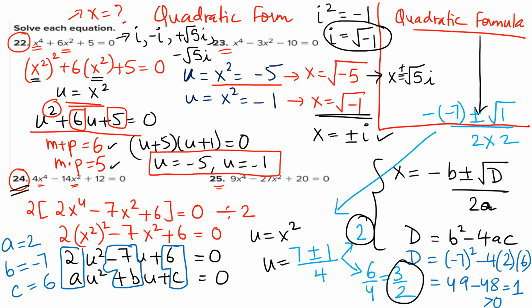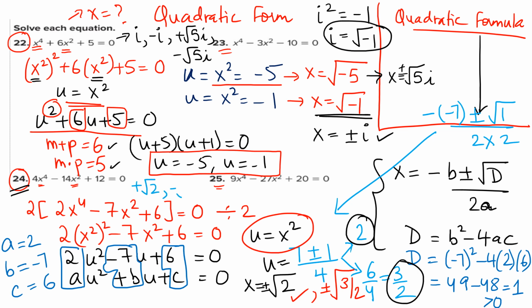But in the question we need to find x. So we will put back here. How much is x? X is plus minus square root of 2, because now I take the square root. The reason is u equal to x square. This is one solution, and the square root of the other will be plus minus square root of 3 by 2. So what are the 4 solutions finally? Let's write the answer. The 4 solutions are plus square root 2, minus square root 2, plus square root 3 by 2 and minus square root 3 by 2. So this is how you do it.